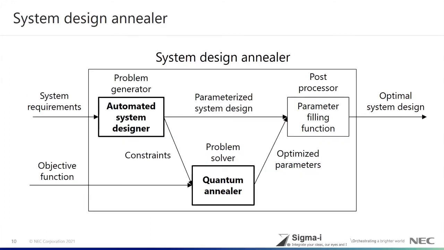The functional architecture of our system design annealer is illustrated here. Firstly, the automated system designer accepts the system requirements and outputs a partially parameterized system design and the constraints regarding the remaining parameters. Secondly, the quantum annealer accepts the constraints and objective functions and outputs the optimized parameters that minimize the objective function while satisfying the constraints. Finally, the parameter filling function accepts the parameterized system design and optimized parameters and outputs the optimal system design as a final result.